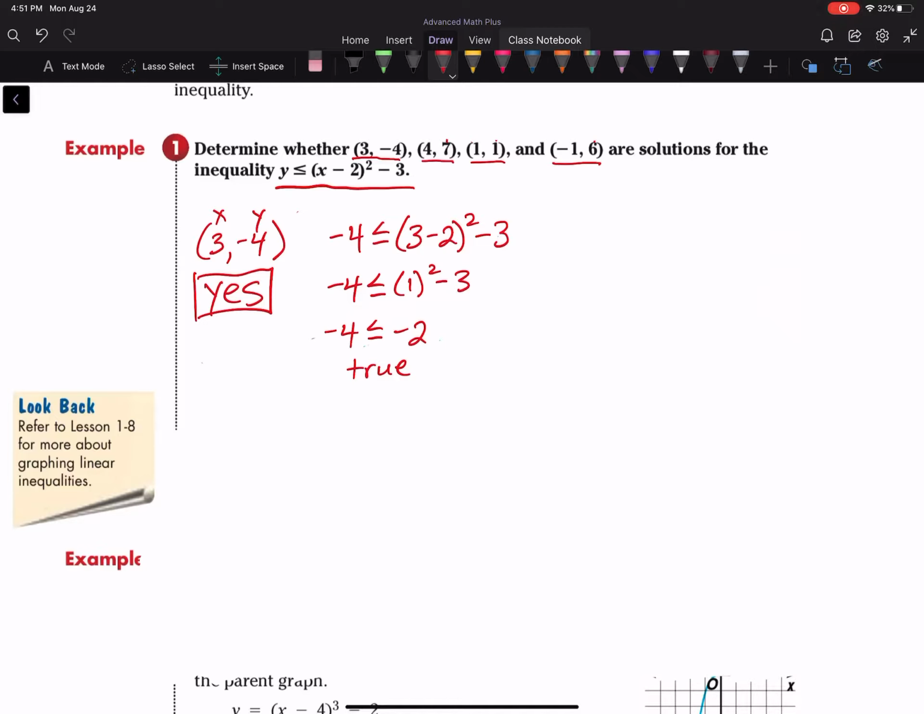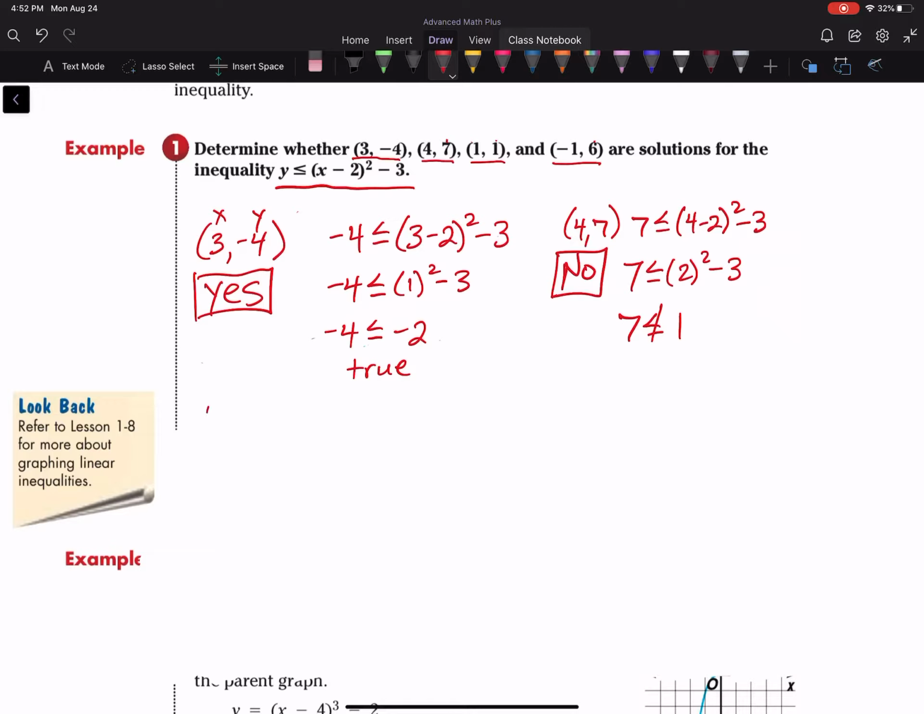And then we try another point. So the next point is (4, 7). Again, plugging in just like we did, 7 is less than or equal to (4 minus 2) squared minus 3. That will be 7 is less than or equal to 2 squared minus 3. 7 is less than or equal to 1. 2 squared would be 4. 4 minus 3 is 1. 7 is not less than or equal to 1, so (4, 7) is a no. It is not a solution.